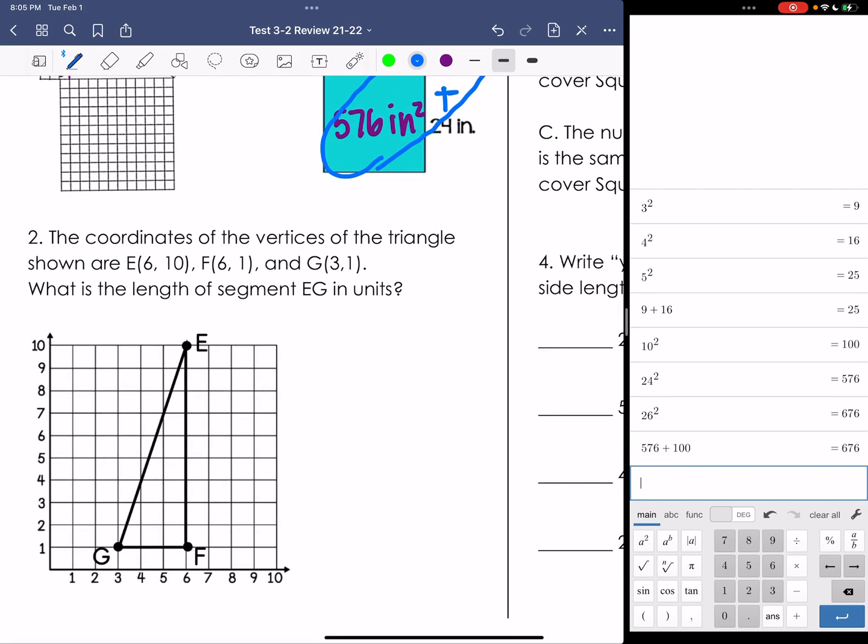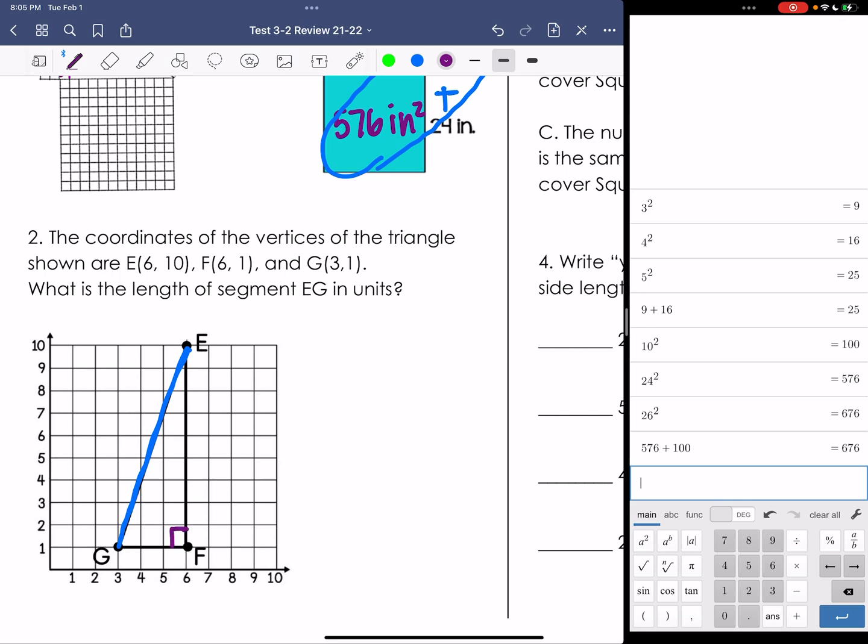So number 2, it says the coordinates of the vertices of the triangle are shown. They give us the coordinates for E, F, and G. And we want to know what is the length of the segment EG in units. So we are looking for the length between these 2 points. Now, you cannot just go and count this. What you have to do is, again, it's formed a right triangle, so you can use the Pythagorean theorem to find the distance between E and G.